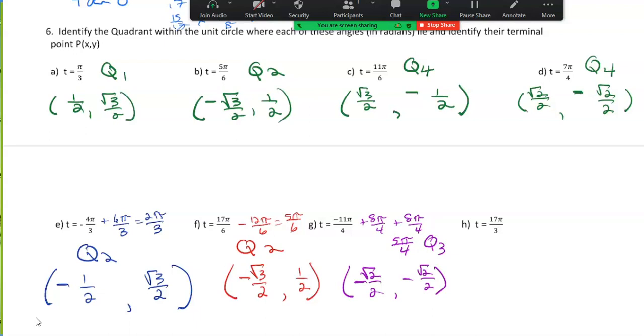This is also too big, so it's not on my unit circle. So therefore, I'm going to subtract away a circle. That's not quite enough, because that's still too big. Do it a second time. And I get 5 pi over 3. That is in quadrant 4. In quadrant 4, what I notice is that only the y is negative. So go up to quadrant 1 to your reference number, pi over 3, and grab that coordinate pair.